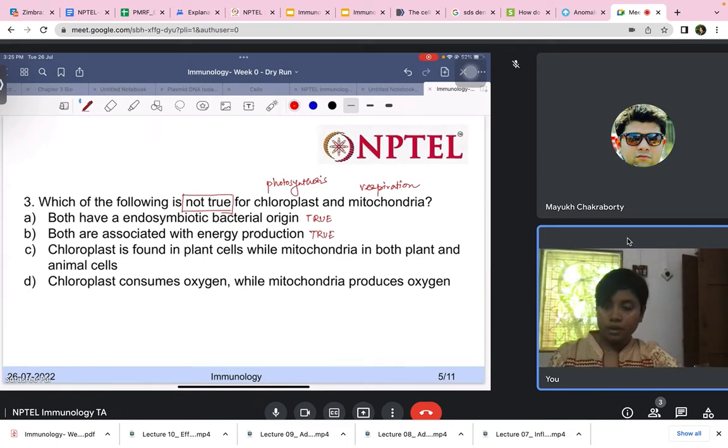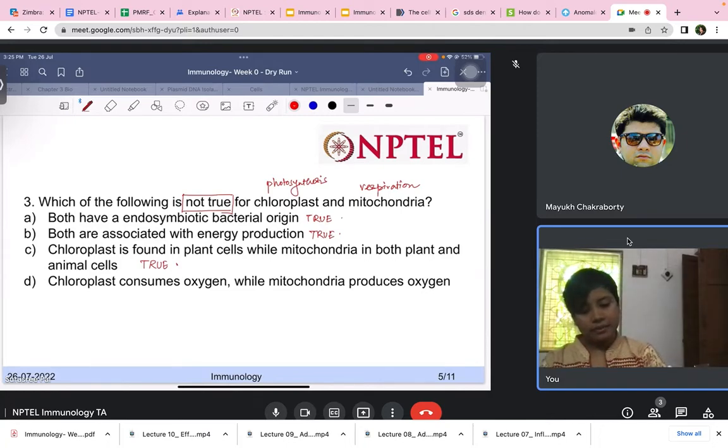Next is option C: the chloroplast is found in plant cells while mitochondria in both plant and animal cells. So this is also true, obviously. Next, coming to the last option, by the hypothesis of nullifying, since these are true, the last option will be false or not true, but we will still verify it. It says chloroplast consumes oxygen, but mitochondria produces oxygen.